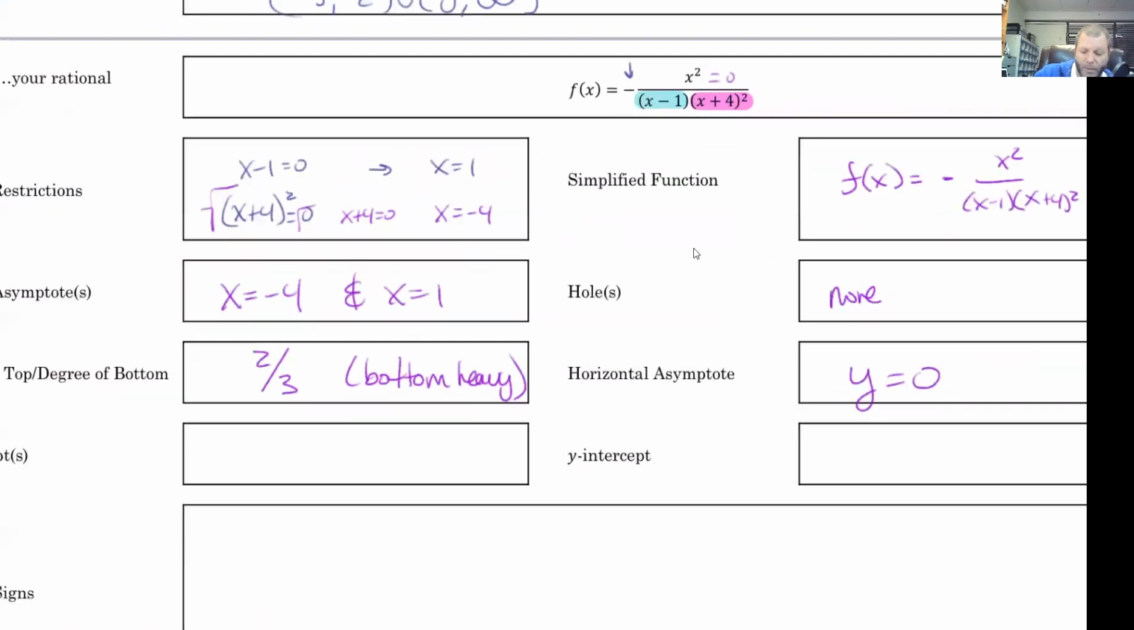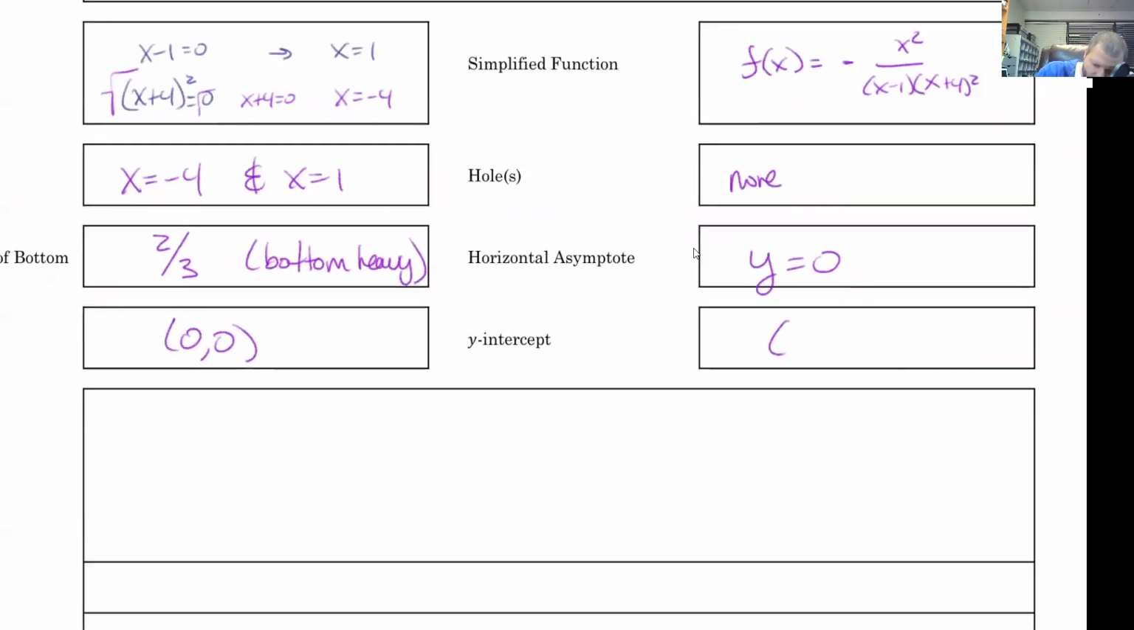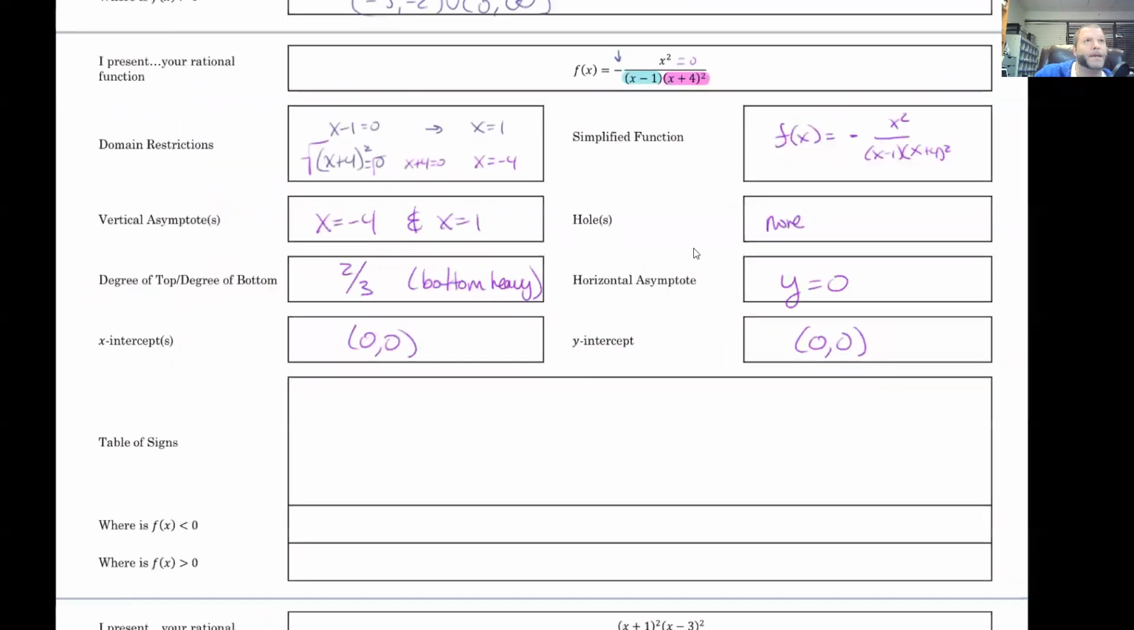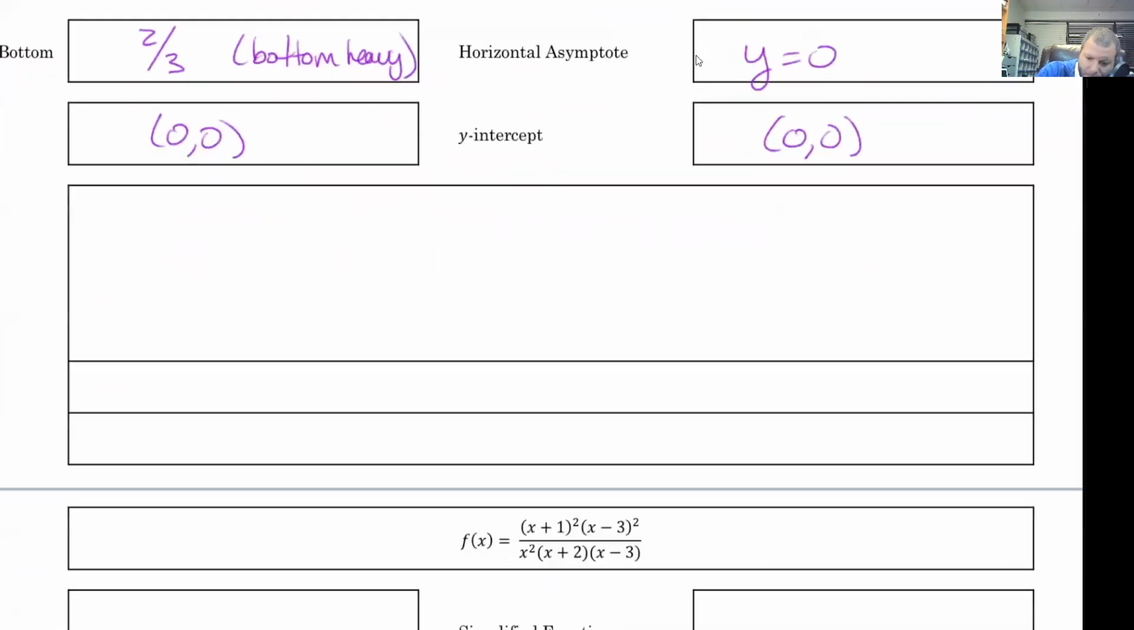The x-intercepts occur whenever the numerator is equal to 0. X squared equals 0 whenever x is equal to 0. So (0, 0) is our x-intercept, which again would be our y-intercept here, because when the origin is an x-intercept, it has to be a y-intercept as well. If you don't believe me, just plug in x is equal to 0, and you'll get 0 over -16, which is 0.